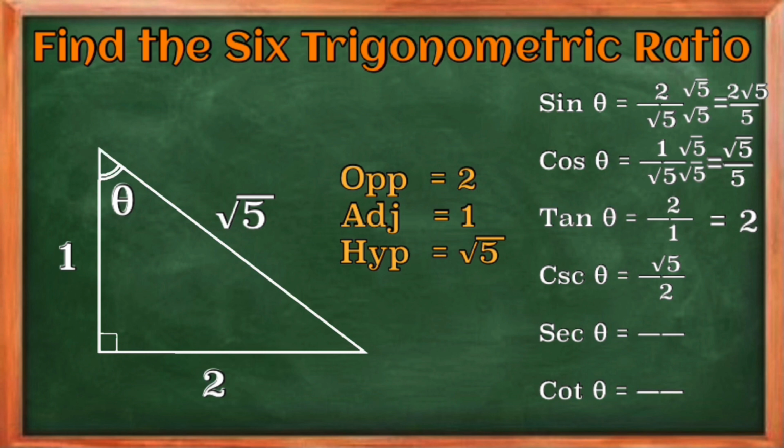Secant theta is the reciprocal of cosine theta. So, therefore, we have here now secant theta is equal to square root of 5 over 1, or we have square root of 5. And the cotangent theta is the reciprocal of tangent. Since tangent is 2 over 1, therefore, cotangent theta is equal to 1 over 2. And there we have it. We have now the 6 trigonometric ratios.